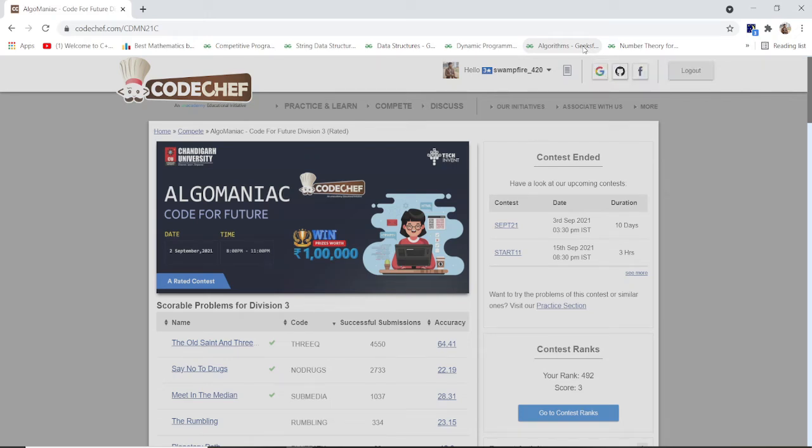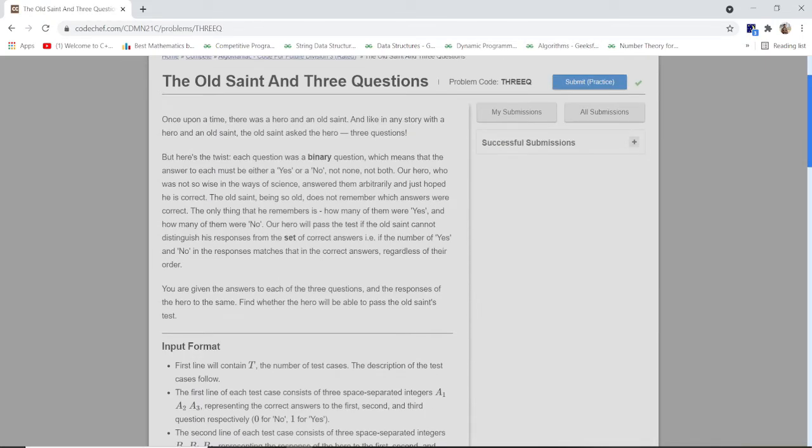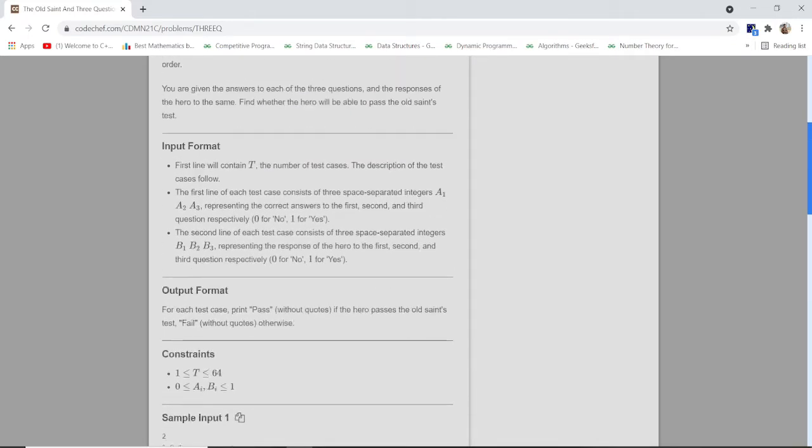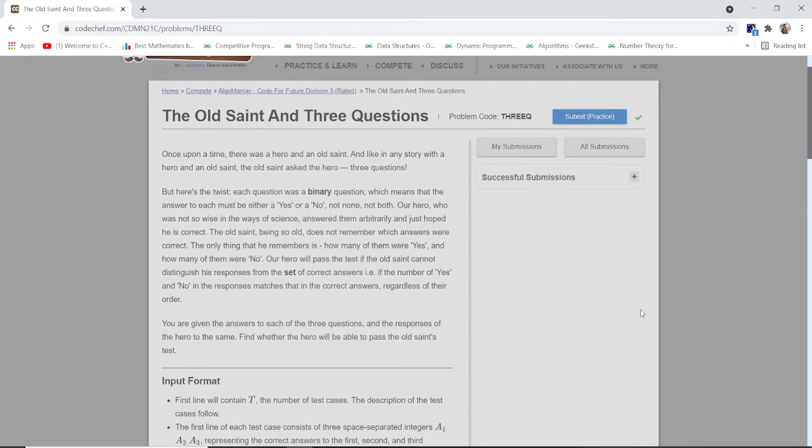I participated in the contest last night, so luckily I had solved three problems. Now I'm going to discuss them. Let's jump into the first problem. The name of the first problem is The Old Saint and Three Questions. I'm not going to read the essay here. You should try this and read this problem. I'm going to explain the problem now.